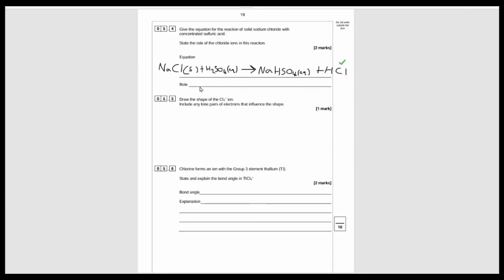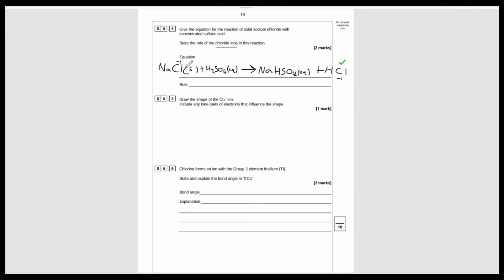Because it says, what is the role of the chloride ions? So are they oxidizing agents or reducing agents? Well, what is their charge here? It's -1. And what is their charge here? It's -1. Hang on, they haven't been reduced or oxidized. Their oxidation state has stayed the same.